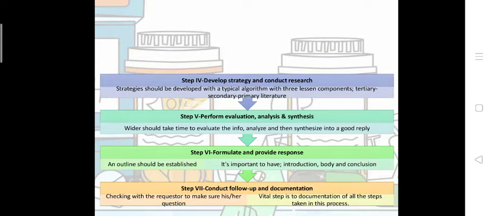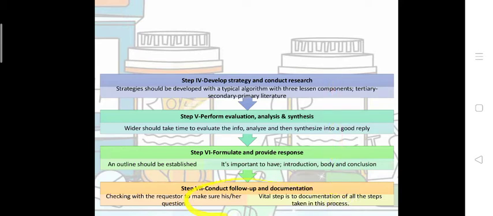Then you formulate the reply and provide the response to that particular person based on all the necessary proof or database which you have with you. Then further, after providing the information, you conduct the follow-up and document it. This question was asked and based on this answer was given, based on all the data which was available at that particular time. So these are all the steps which we can see over here.